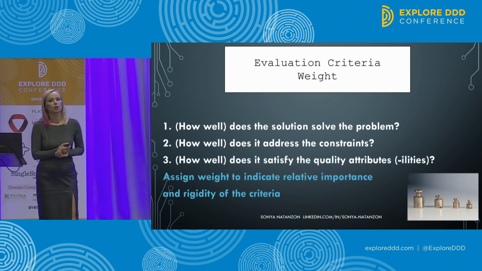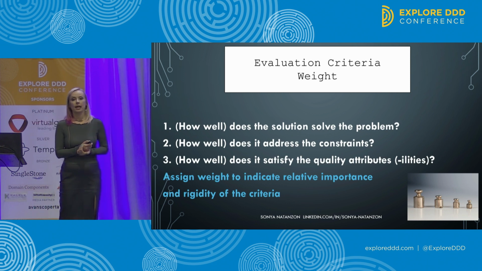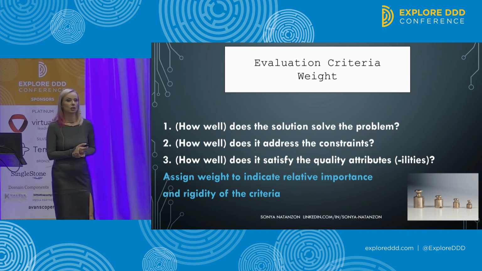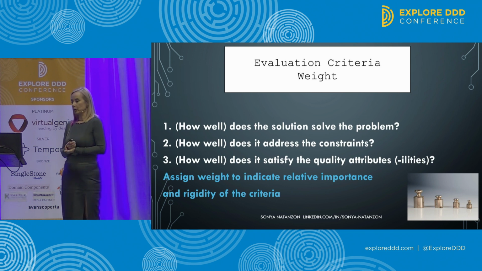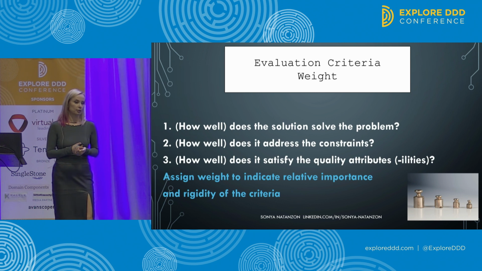Not all evaluation criteria is going to be made equal. Some is going to be more important or more rigid. Regulatory constraints fall into that category. Others are going to be more flexible or just less important. How do you incorporate that into the evaluation? I use relative weights to indicate that importance and rigidity. The higher the weight, the more we need to consider a particular criteria.